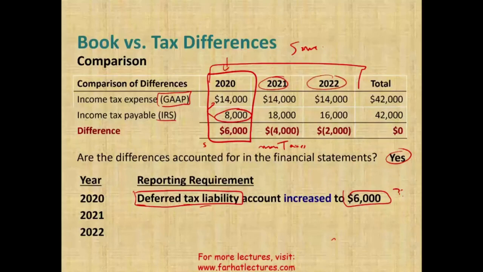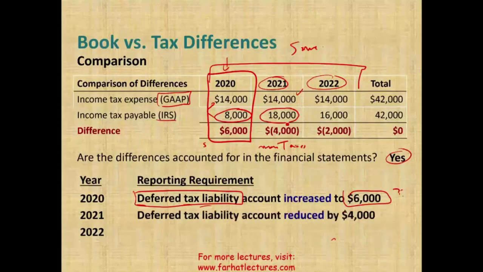Let's see what happened in 2021. In 2021, my income tax expense for GAAP is $14,000. My income tax expense for the IRS is $18,000. Notice I wrote a check. This is the check. The $18,000 is the check.